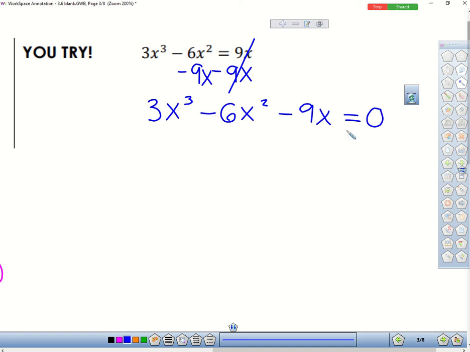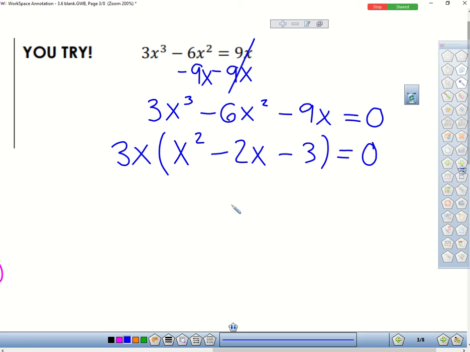Now we always look for a GCF first. So do we have a GCF here? A greatest common factor? 3x. Good, 3x, very good. So I'm going to factor out a 3x out of each term. That's going to become x squared minus 2x minus 3, like that.